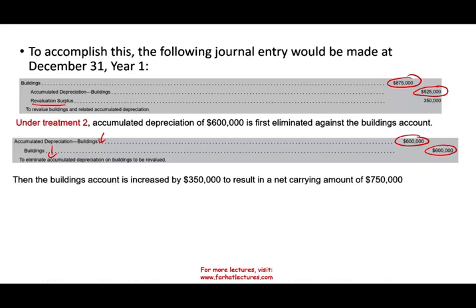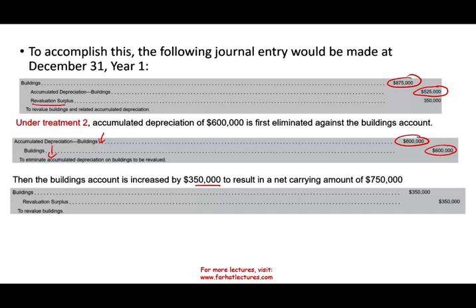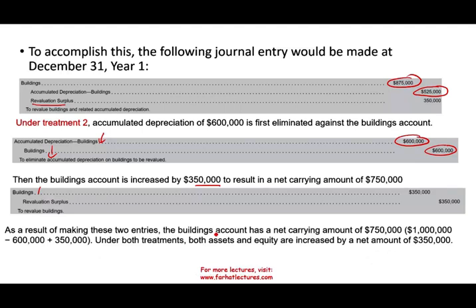Then it says the building account is increased by $350,000. So I have to increase my building by $350,000, and I'm going to have to book a revaluation surplus. So notice, as a result of these two entries, the building account has a carrying value of $750,000. The original value is $1 million. I remove $600,000 in the first entry, then I added $350,000. So as a result, the carrying amount is $750,000 under both scenarios. So those are the two alternatives. That's how you have to deal with depreciation.